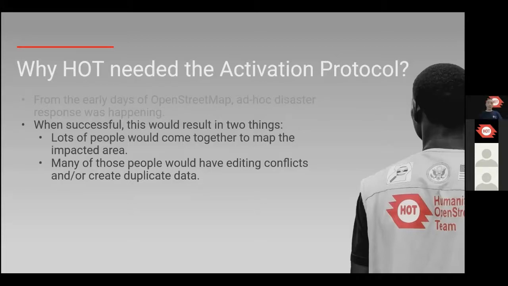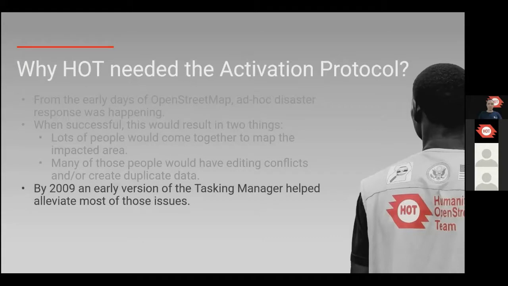What ended up happening is in roughly 2009, an early version of what is now called the Tasking Manager. I forget what it was actually called before. I don't think it was called the Tasking Manager, but basically a piece of software was developed where it would just cut the area of interest into squares, and you can check out your square and check it back in when you're done, and that keeps people from stepping on each other's toes and causing as much conflict as there used to be.